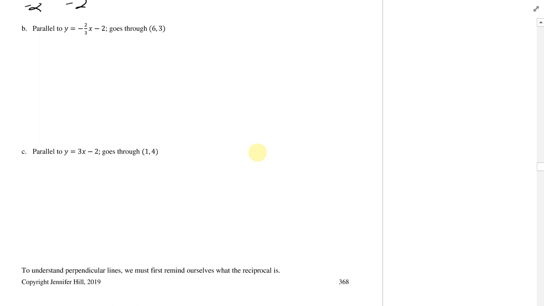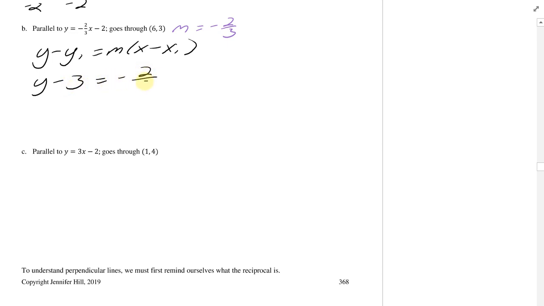Okay, so for B, I will use the point-slope form. The slope that I need here will be negative 2/3, so I'll just note that up there. So now I can plug in my information. This is y minus 3 equals negative 2/3 times x minus 6. Now I've got to distribute that negative 2/3. So this is y minus 3 equals negative 2/3 x plus 4.